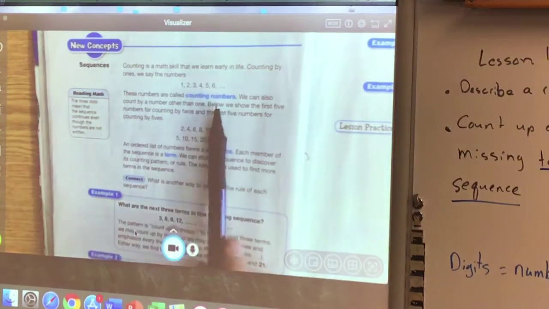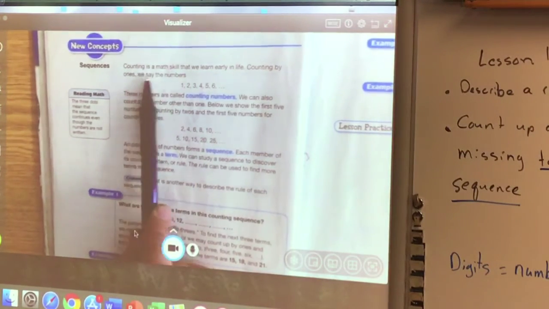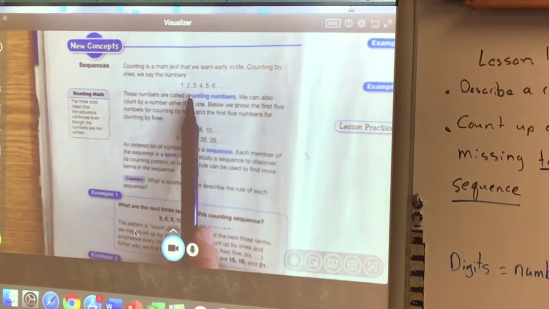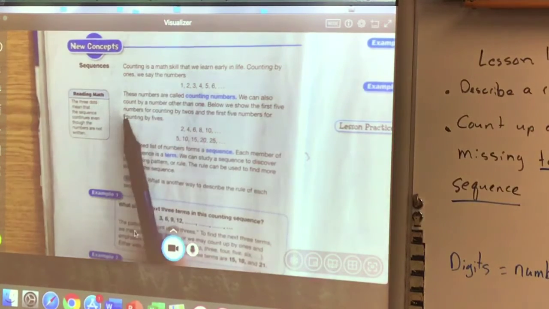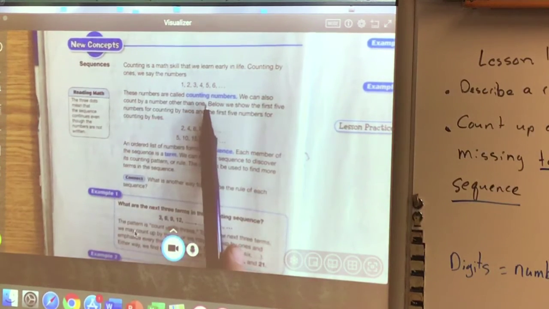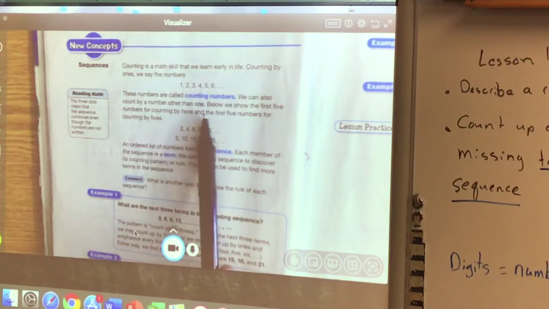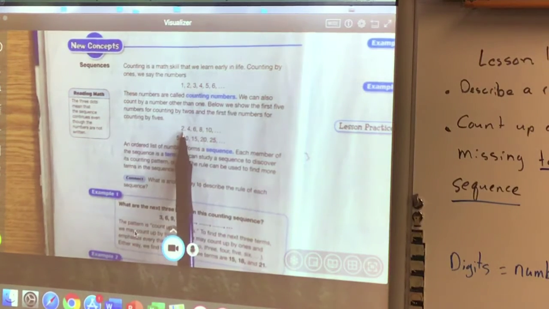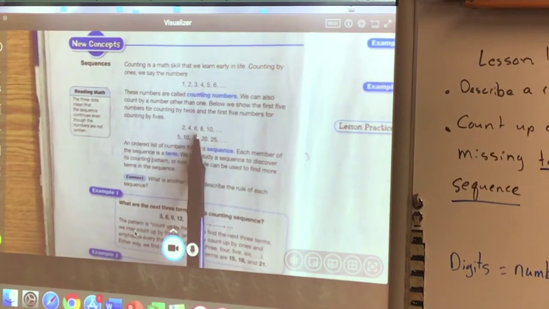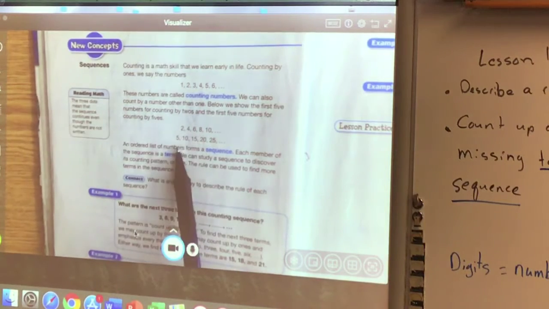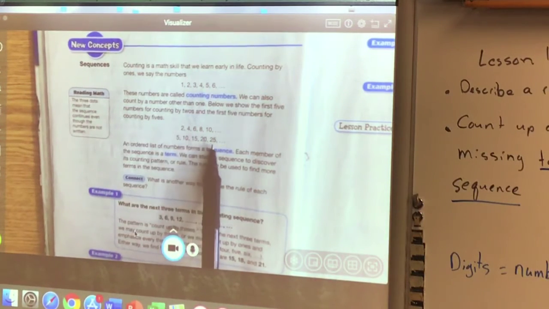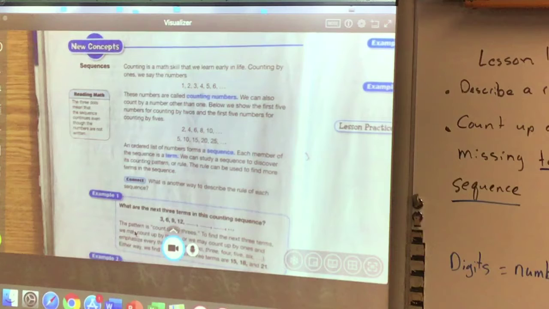But we want to take a look at what the counting numbers are. Counting in math, we learn by counting by 1s, 2, 3, 4, 5, 6, etc. These numbers are called counting numbers. We can also count numbers other than 1. For example, we can count by 2s, 2, 4, 6, 8, 10, 12. Or we can count by 5s, 5, 10, 15, 20, 25, 30, you get the picture.